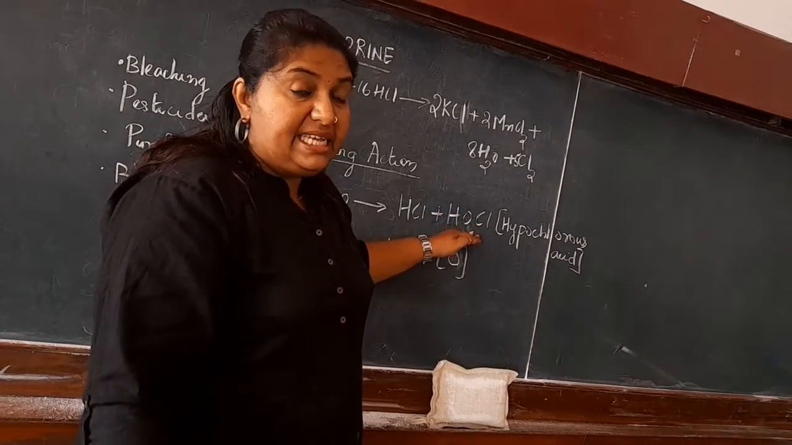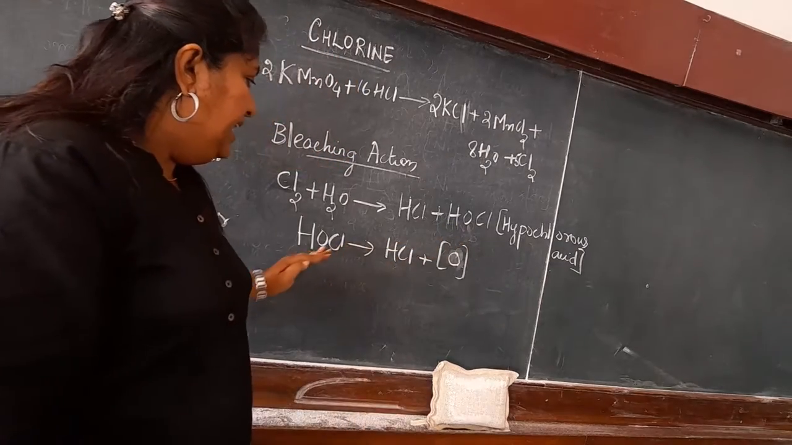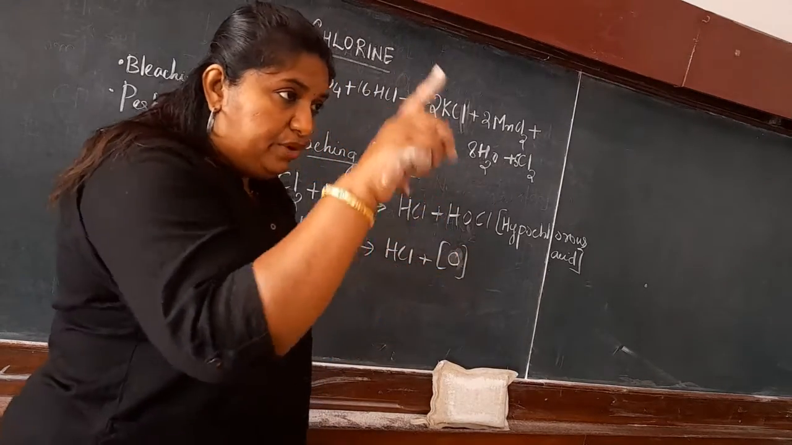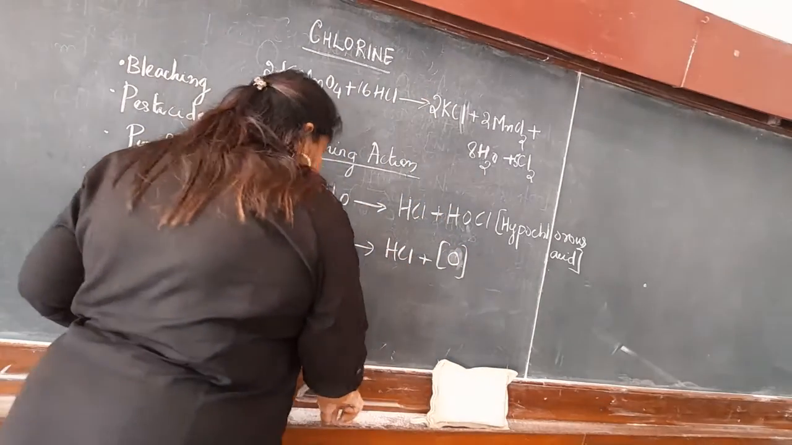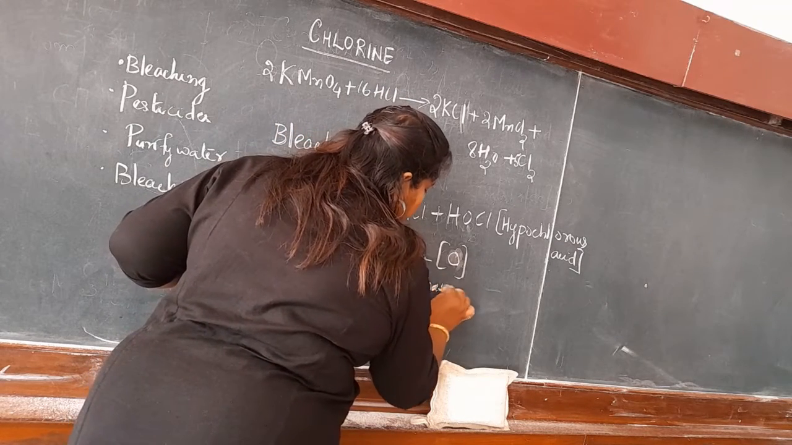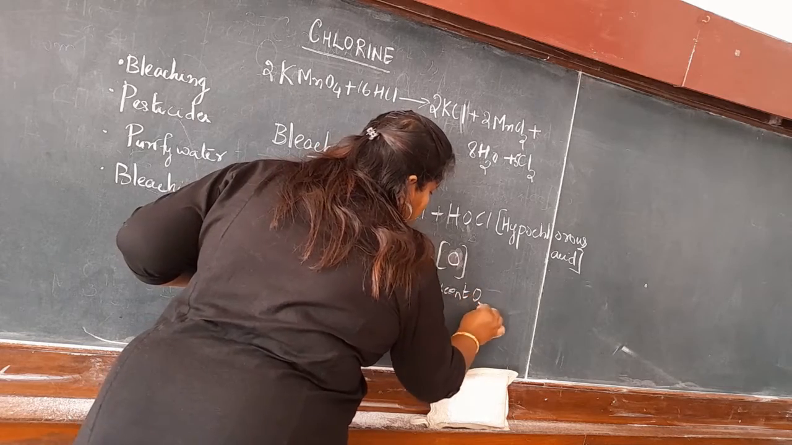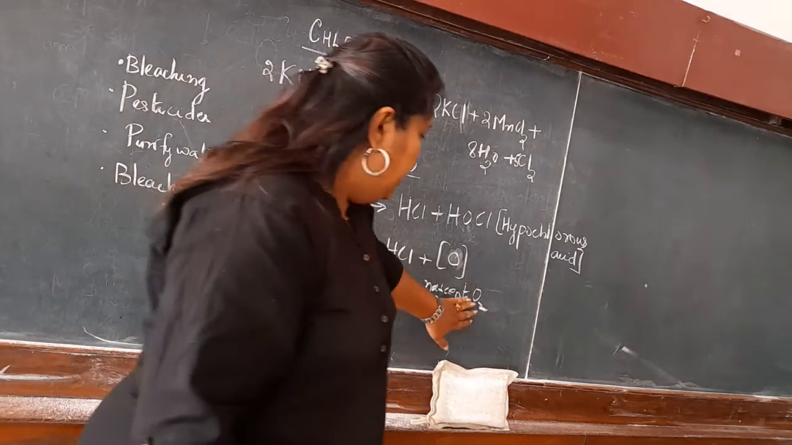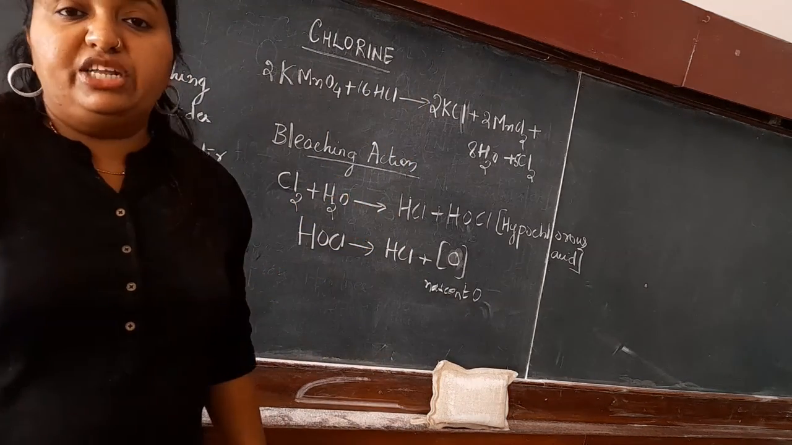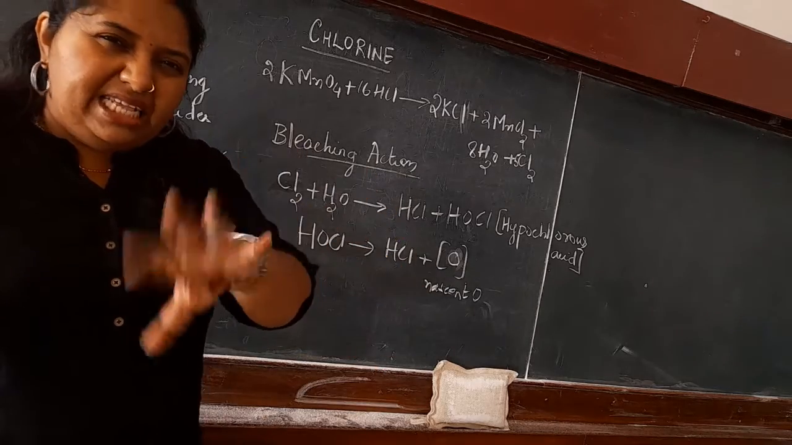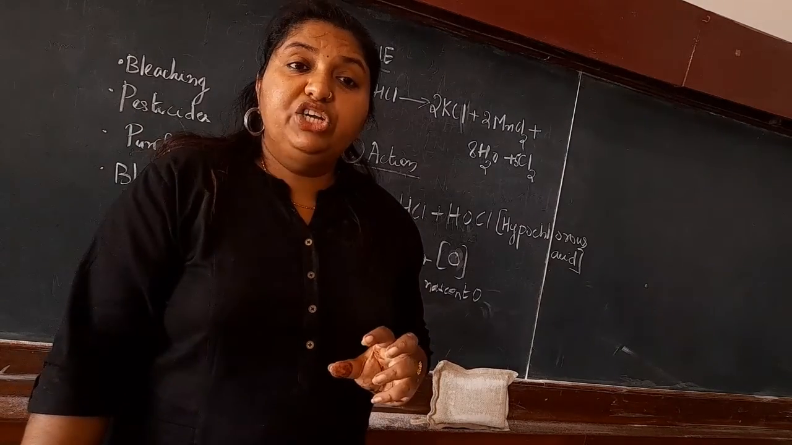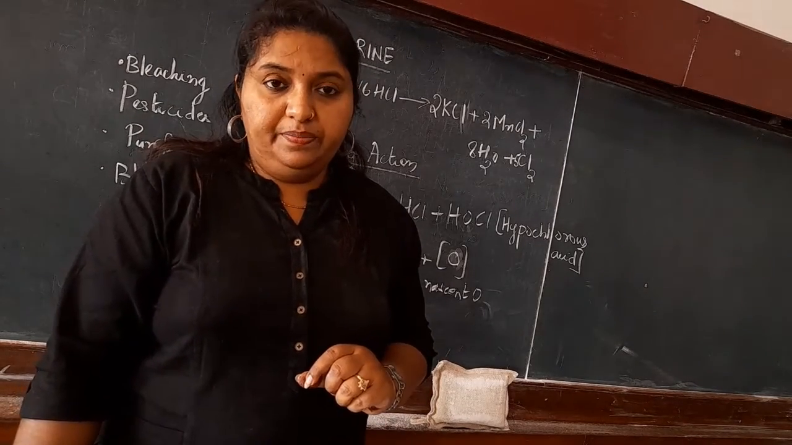This hypochlorous acid is an unstable compound. It suddenly decomposes to form HCl and oxygen. This oxygen, when we put it in square brackets, is called nascent oxygen. This nascent oxygen is very reactive. It helps in the bleaching activity of chlorine. It oxidizes the color and the clothes become colorless. So this is the major bleaching activity of chlorine.